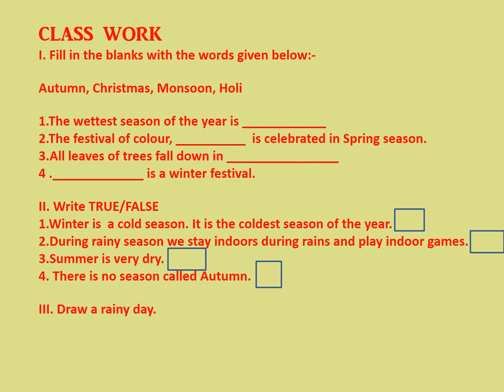Now, write true or false. Winter is a cold season. It is the coldest season of the year. So you have to write whether it is true or false. During rainy season, we stay indoors and play indoor games. So you have to write whether it is true or false. Summer is very dry. True or false? There is no season called autumn. So you have to write whether it is true or it is false.